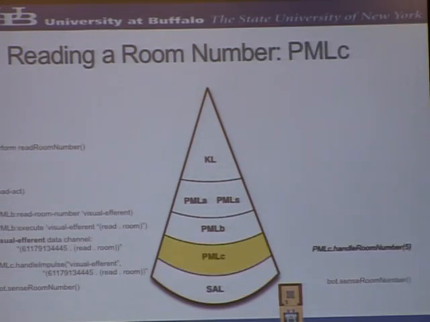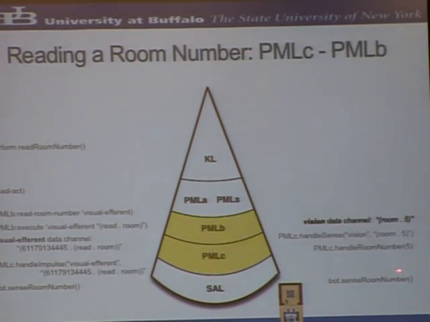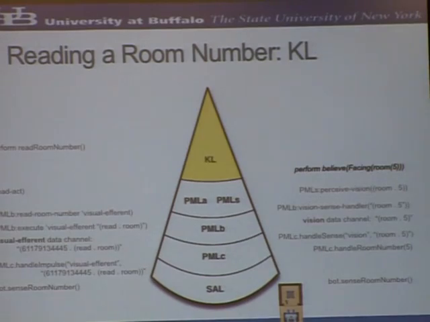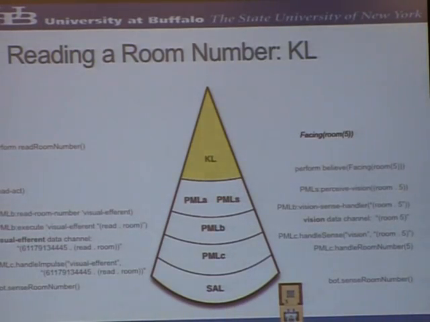And then it senses it, and it sends that sensation up through PMLC, PMLB, finally up to PMLS, perceive vision room 5, and it calls perform believe facing room 5, and then it winds up believing that it's facing room 5. Assume it was looking at room 5. So that all happens down this efferent modality, up that afferent modality, in order to do the act of reading the room number. But it's subtle because I have this policy that says whenever you face a room, read the room number. At some point, John said, I couldn't figure out why he was doing that. I said, oh yeah, there's this policy. Oh.